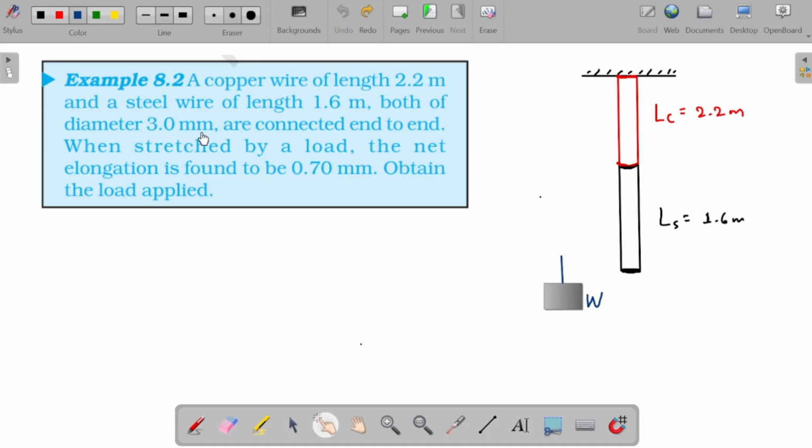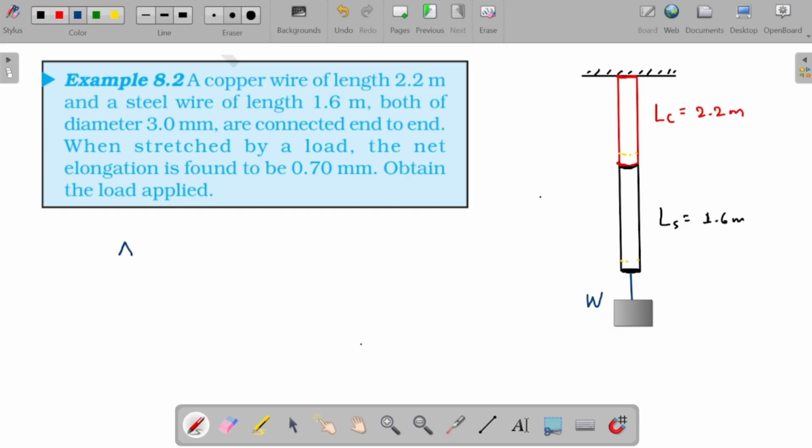3.0 millimeter. Now, when stressed by a load, the net elongation is found to be 0.70 millimeter. So let's put this load here. So there will be elongation. I'm not especially drawing that elongation, but let me mark here. So there will be elongation in these two wires, and the net elongation is given.